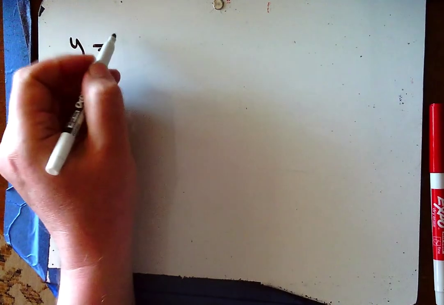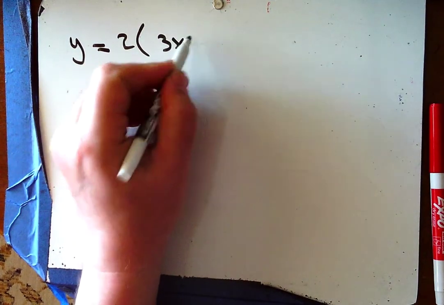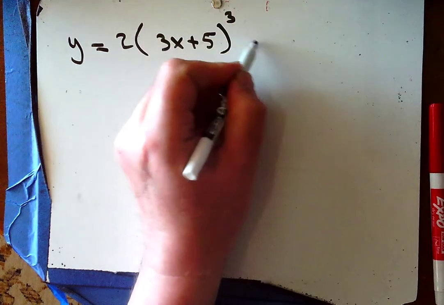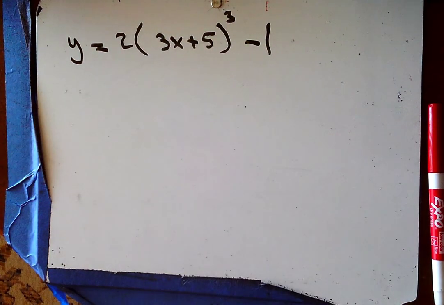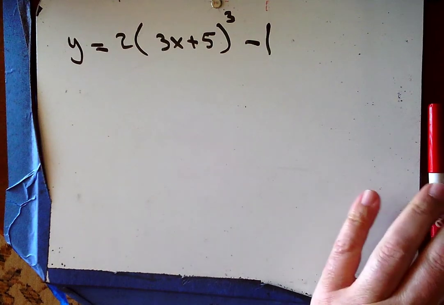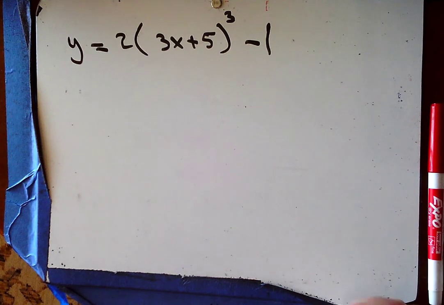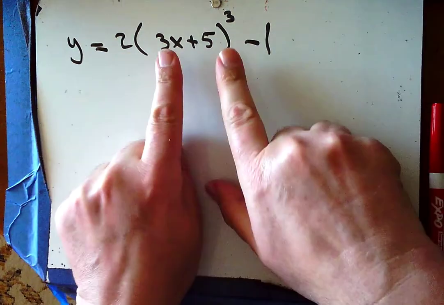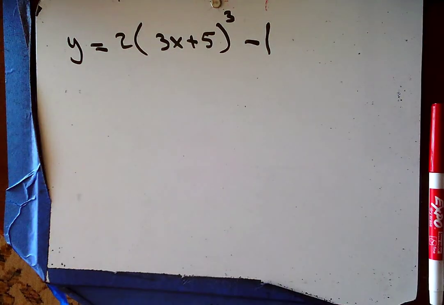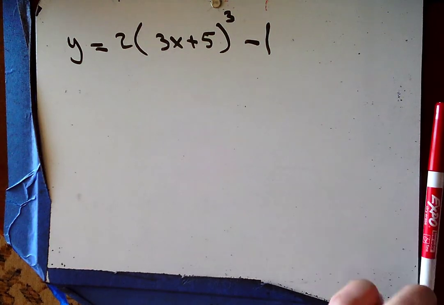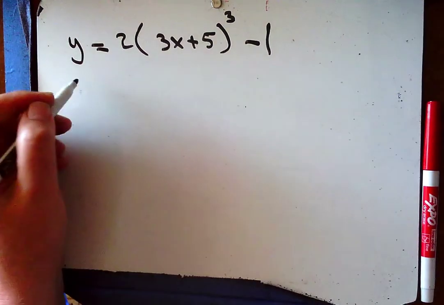Okay, let's try some more. How about y equals 2 times the cube root of 3x plus 5, minus 1. Okay, so what do you see? I see a bunch of transformations. How do I carry them out? Remember, does the order matter when I have two y transformations or when I have two x transformations? Why don't you give this one a try and pause the video and come back when you're ready.